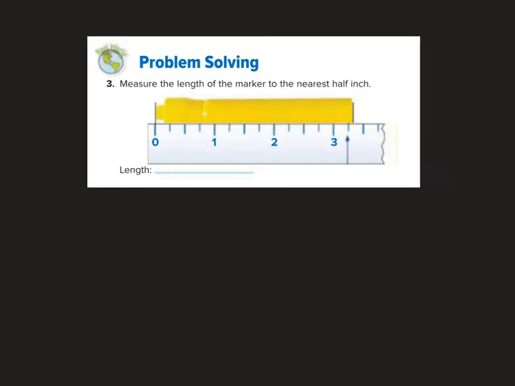Okay, problem solving. Measure the length of the marker to the nearest 1/2 inch. Okay, so we're just looking at the longer lines here. I'm going to write them in again, you know it. 0, so this will be 1/2, 1, 1 and 1/2, 2, 2 and 1/2, 3, 3 and 1/2. Okay, so what's it closest to? It's a little over, this would be 3 and 1/4, right? It's a little over 3 and 1/4, so I'd say it's closer to 3 1/2 than it is to 3. So nearest 1/2 inch would be 3 and 1/2 inches.